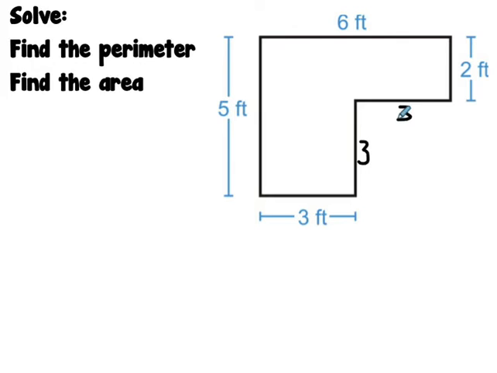Now we can add up all our sides. 6 plus 5 is 11. Plus 3 is 14, plus 3 is 17, plus 3 is 20, plus 2 is 22. So we've now found that our perimeter is 22 feet.